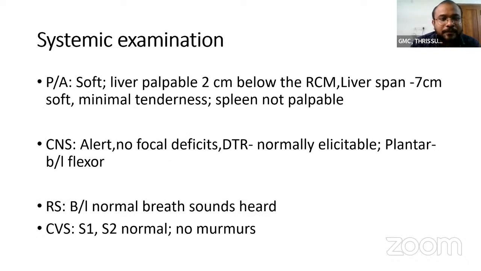Coming to the systemic examination, per abdomen was soft and liver palpable 2 cm below the right costal margin with a span of 7 cm. Soft and mild tenderness present, but spleen was not palpable. Other systems were within normal limits.